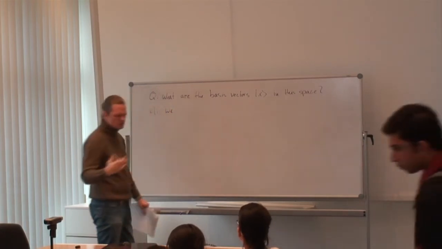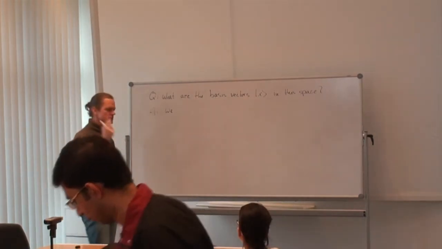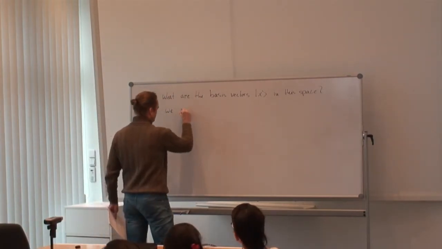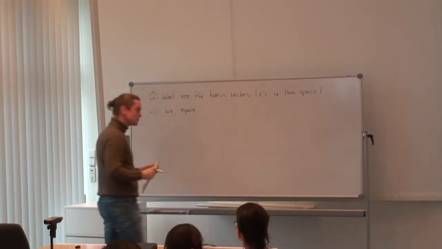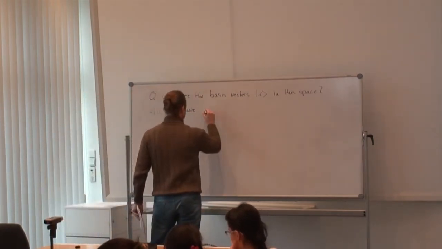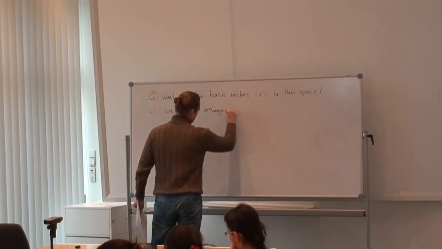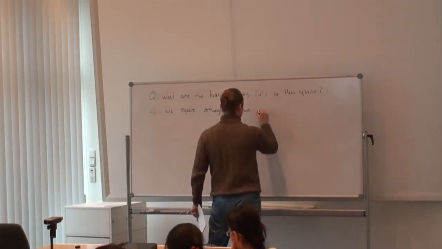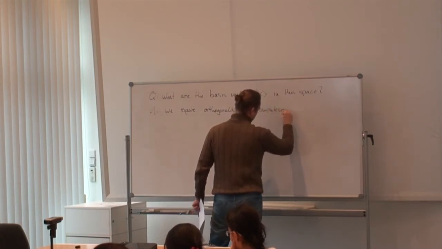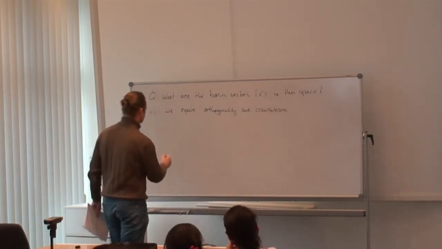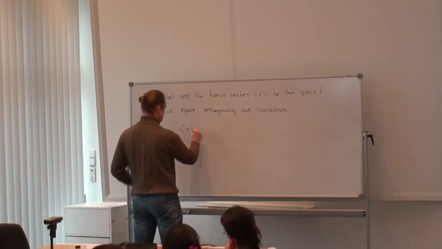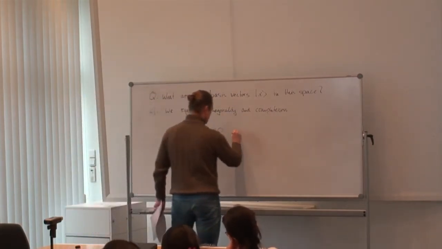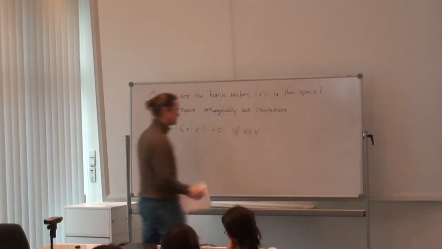Just from generalizing what we know about basis vectors in the usual vector spaces, we required certain properties. We require first of all that these basis vectors are orthogonal. So we require orthogonality. And second of all, completeness. And that is to say that, first of all, we want any two such basis vectors, x and x prime, we want their inner product, their bracket, to evaluate to zero if x is not equal to x prime.